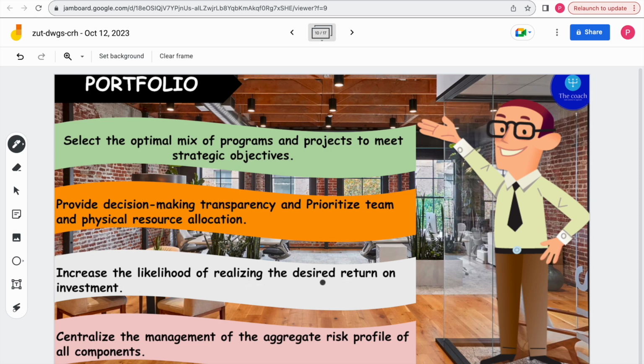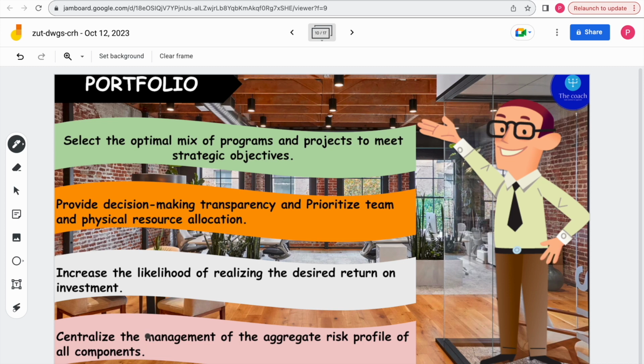Increase the likelihood of realizing the desired return on investment. So the portfolio manager decides what funds he is going to allocate, and what ROI, how he can make the maximum return on investment from that particular portfolio. Centralize the management of aggregate risk of the portfolio of all components. So he manages the risk of the whole portfolio together, whatever project, program and sub-portfolio is under the portfolio manager. He has to have a bigger picture of risk management, and he or she has to identify the risk and do a risk planning strategy.